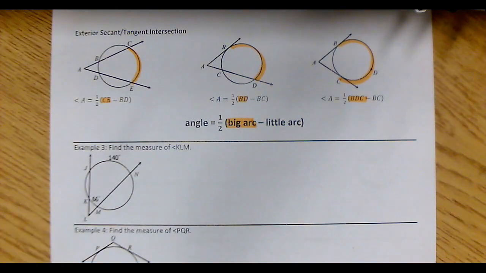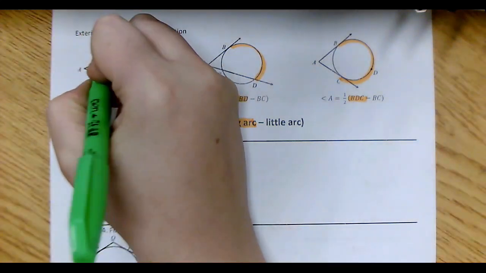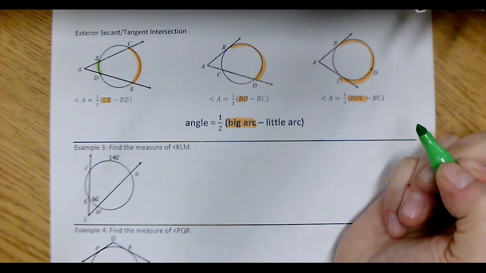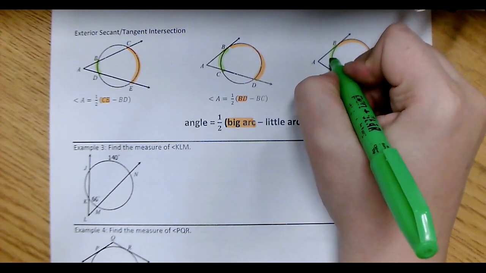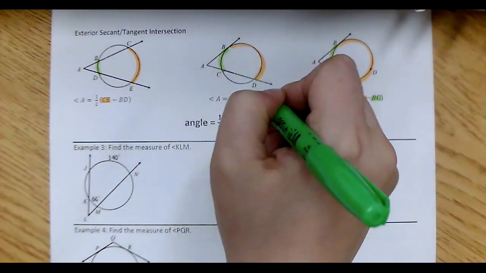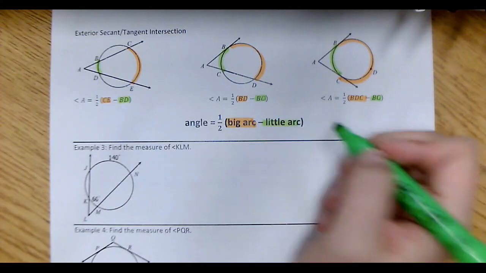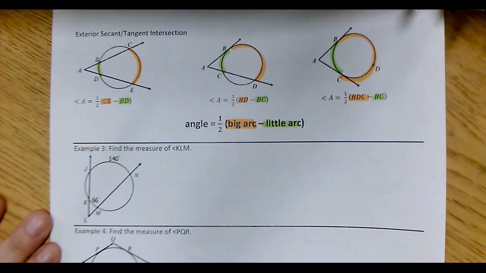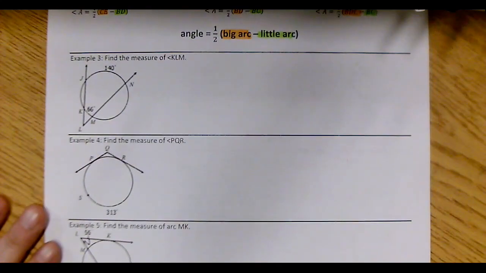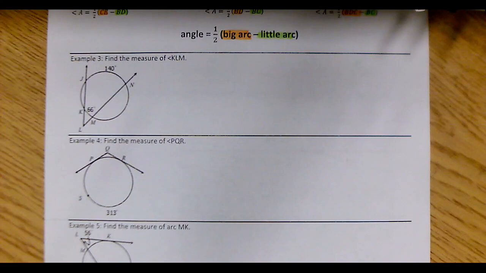We're going to subtract from that the little of the two arcs that are in between those two lines. So for the first one, BD is that little arc. In the second one, BC is the little arc. And in the third one, BC is the little arc. So I just always think of it as your angle is 1/2 of your big arc minus your little arc. That way you don't have to worry about the changes in the different formulas based on how it's drawn. So we're going to look at a couple of examples of this just to get some practice. This one can be a little bit trickier to see when you're starting out.